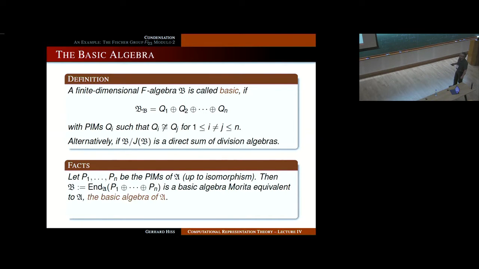And how do you make out of any algebra a basic algebra? You take all the PIMs only once, take their direct sum, take its endomorphism algebra. So this is Morita equivalent to A, and it is a basic algebra, Morita equivalent to the original algebra. And it has much smaller dimension usually. And this is in a sense the smallest algebra by dimension, Morita equivalent to A.